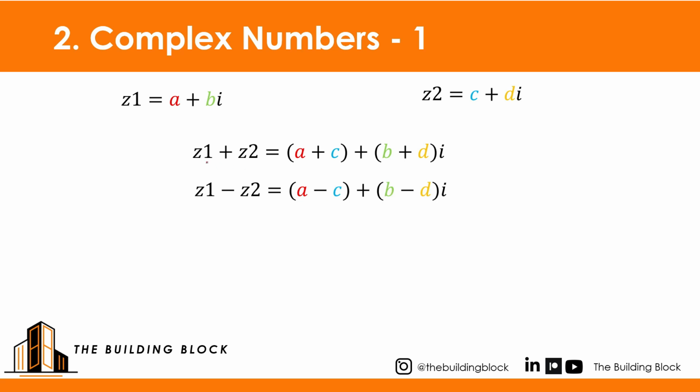Subtraction. Same idea here, just subtracted parts. If you multiply a complex number by a constant, you must distribute it into both parts.